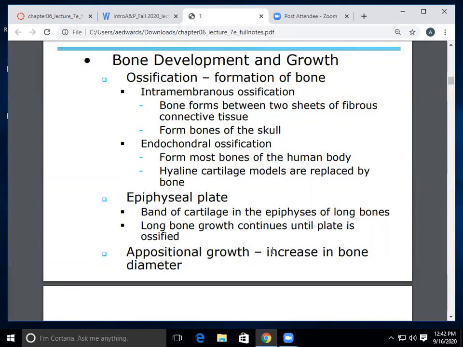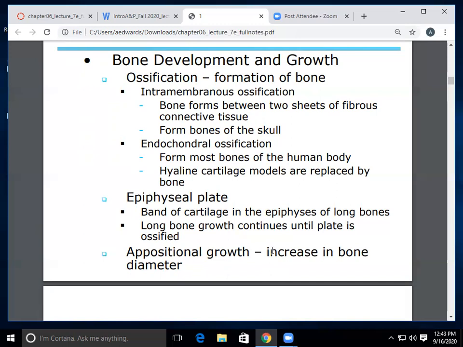All right, so for ossification, which means making bone, it's two processes. One is intramembranous ossification, the other is endochondral. So in intramembranous ossification, your bone gets made between these sheets of fibrous connective tissue. So it's kind of inside, intra. And it's used to make the bones of your skull in particular. And that should make sense, because if you're in between two sheets, your bones should be kind of flat, which, you know, the bones in the skull are called flat bones.